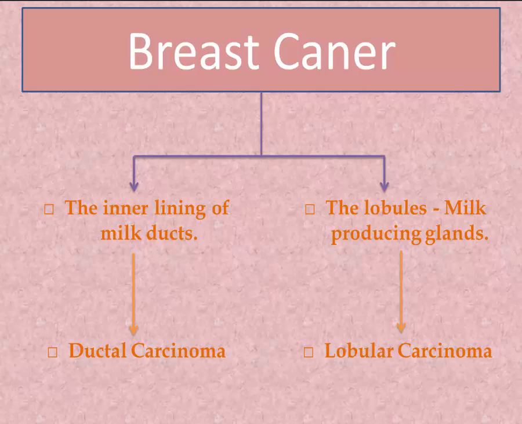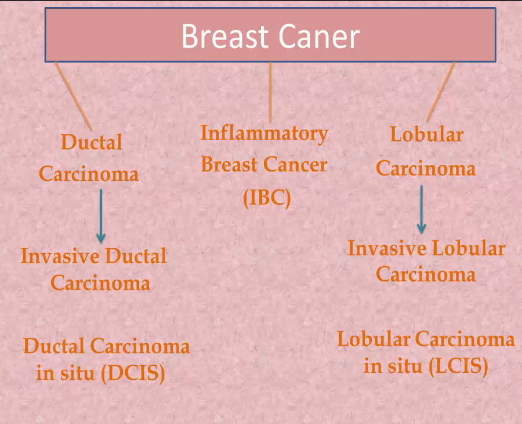The inner lining of the milk ducts: ductal carcinoma. The lobules, the milk-producing glands: lobular carcinoma. Ductal carcinoma and lobular carcinoma. Ductal carcinoma consists of invasive ductal carcinoma and ductal carcinoma in situ, DCIS, while lobular carcinoma consists of invasive lobular carcinoma and lobular carcinoma in situ, LCIS.